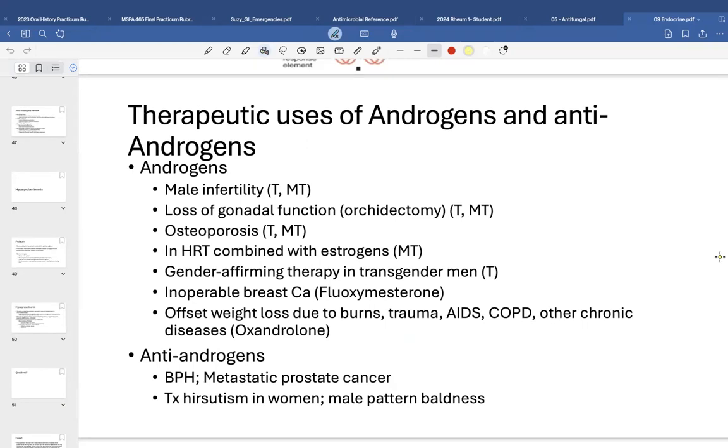you can utilize those agents for BPH, prostatic hypertrophy, right? Because the prostate can feed on excess testosterone. BPH, we talked about last semester, anti-androgens can shrink the prostate. Likewise, in prostate cancer and hirsutism in women, as well as alopecia, because alopecia is a response from excess dihydrotestosterone.